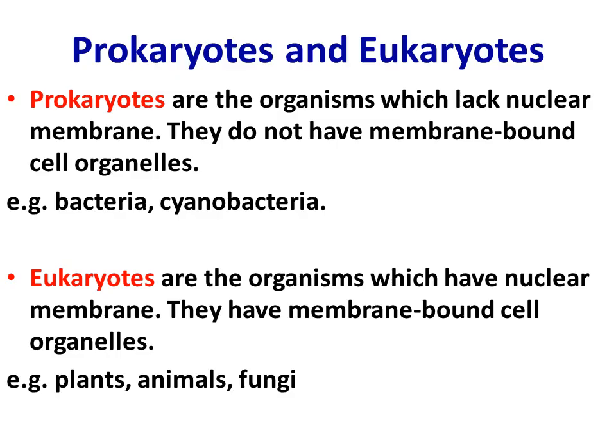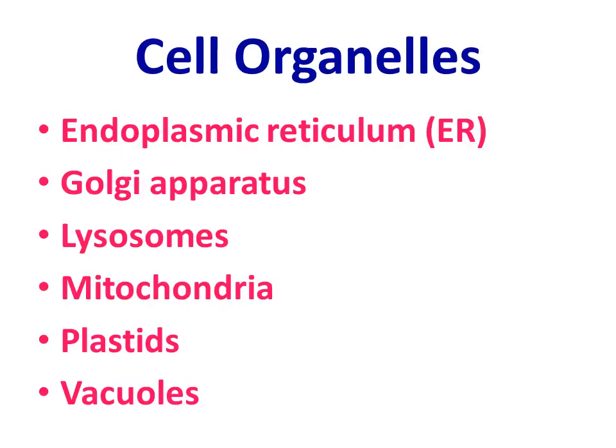Now what are prokaryotes and eukaryotes? Prokaryotes are the organisms which lack a nuclear membrane. They do not have membrane-bound cell organelles. Example, bacteria, cyanobacteria. And what are eukaryotes? They have a nuclear membrane. Also, they have membrane-bound cell organelles. Example, plants, animals, and fungi. This is a very important point.